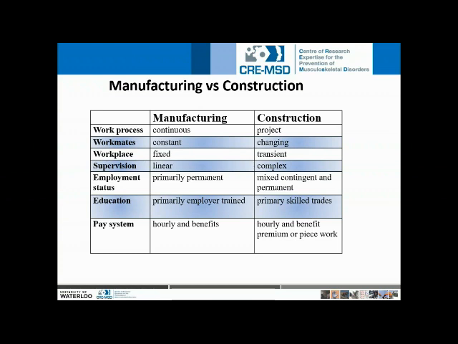The workforce is often mixed, contingent, and permanent. And I think that we need to remember that over 30% of the workers in Ontario, at least, are contingent workers. They're working on contract with no permanent employment. In the construction field, it's primarily skilled trades. So people who have some kind of apprenticeship have pride in the fact that they're a skilled tradesperson and come to the workplace with a set of standards that they developed outside of the workplace. Now, this work is usually hourly, and there's a benefit for premium or piecework, which also affects health and safety. So manufacturing is much more rigid than construction, and that impacts how innovation is introduced into the workplace.